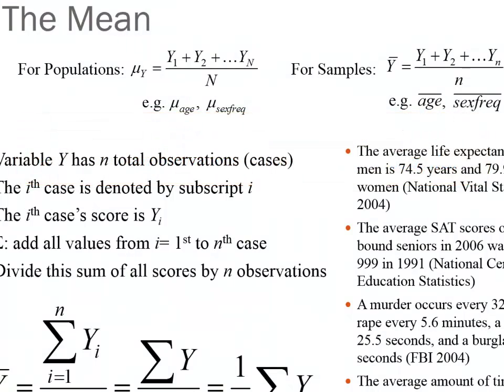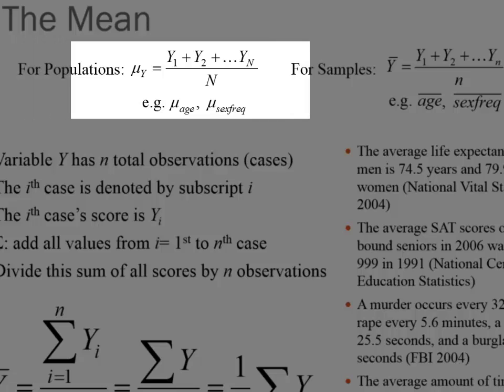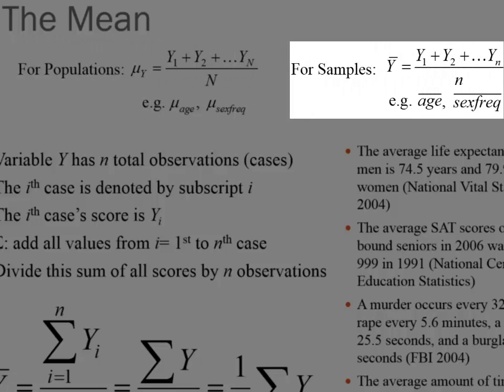We know that we are dealing with a population when we see Greek letters. So mu sub y stands for the mean of y based on a population. Mu sub y is a calculation of the parameter. And we might have variables like the average age, average sexual frequency, and we could refer to them as mu sub age or mu sub sex freq. On the other hand, when we're dealing with samples, we typically take our variable and put a line over it, or a bar. And so we would say that we have y bar, or the mean of y.